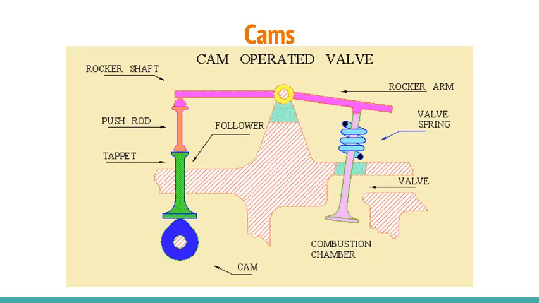This will give you an exact view about how the cam is operating. Once the cam is rotating, then the tappet or the follower moves the push-pull rod that is connected to the rocker shaft, and the rocker arm moves the inlet or outlet valve through a spring that will control the combustion chamber which is working for the engine.